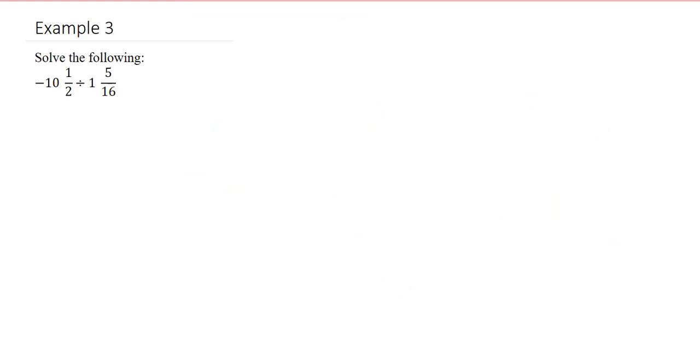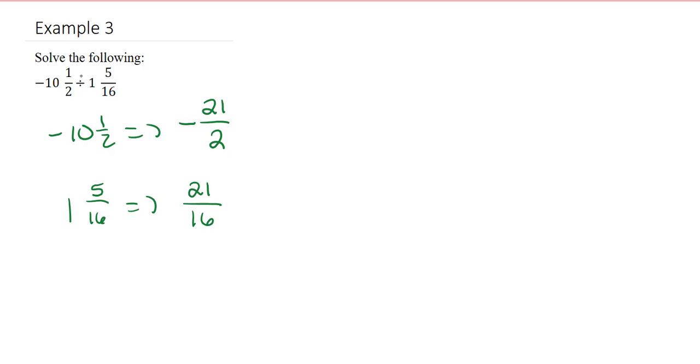Example 3. We're going to solve the following. Like we've done before, we're going to convert these to improper fractions. 2 times 10, that's 20, plus 1, 21 over 2, and it's negative 1 and 5 over 16. 16 times 1 is 16, plus 5, so that's also 21, and then it's over 16.